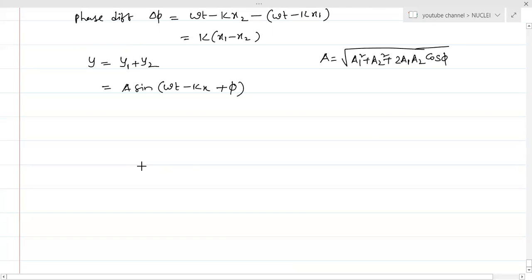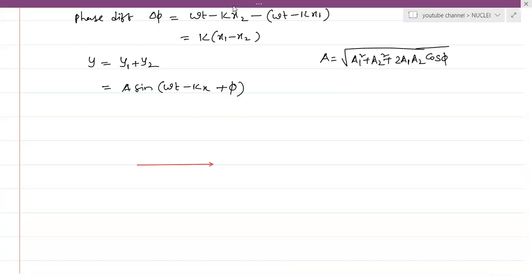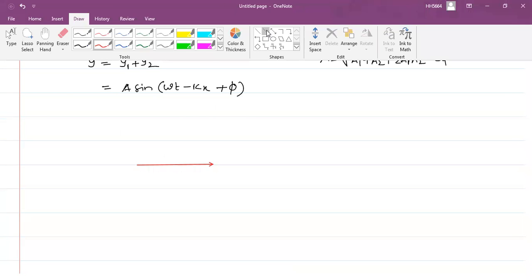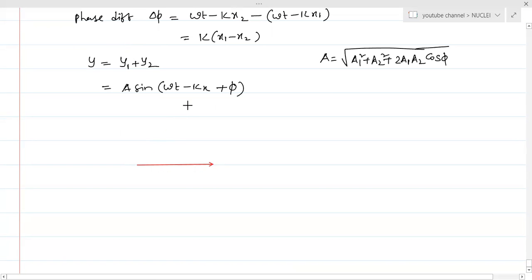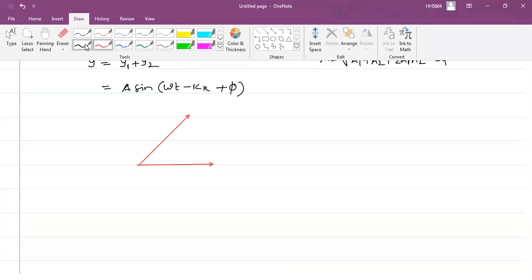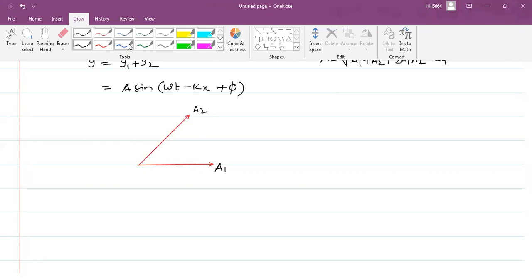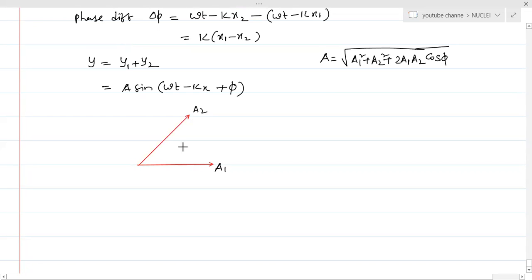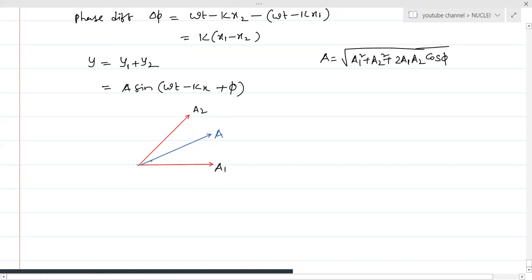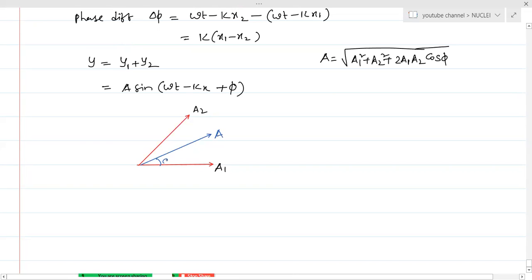For example, I am taking this as A1 and we are taking another wave, this will be A2. So this will be A1 and this will be A2. Then we are taking the resultant as this, so this will be A. Let us take that the resultant makes an angle phi.